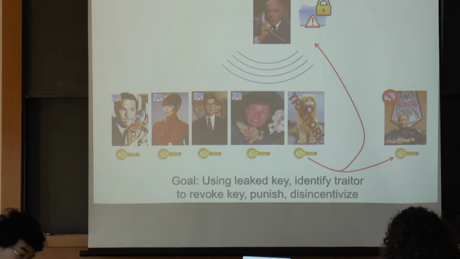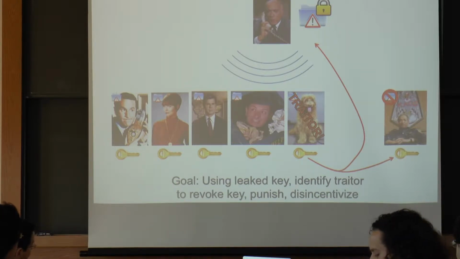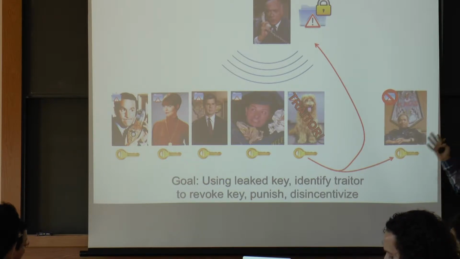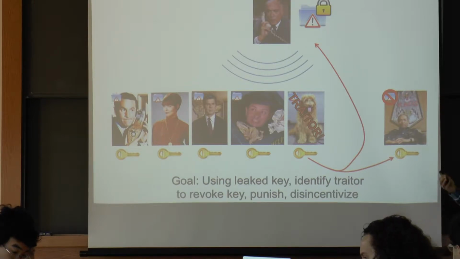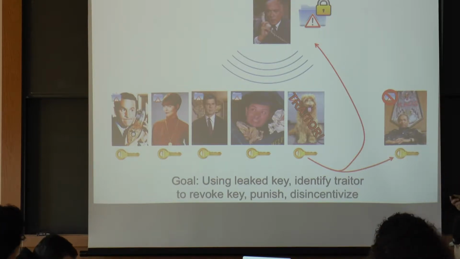So the goal of traitor tracing is, if we actually are able to intercept the leaked key, we want to be able to identify the traitor who leaked it. And we want to do this for many reasons. One is we want to be able to revoke the key. Because if we can't revoke the key, this entire infrastructure is now useless because Chaos can read all of our messages. And we also want to be able to punish that user, and by punishing them, disincentivize them from being a traitor in the first place.